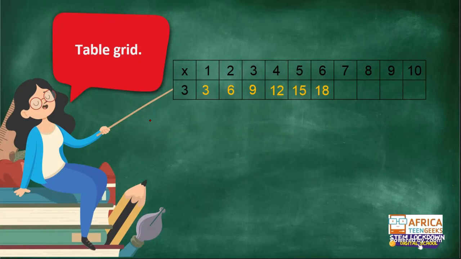18. Now, 7 times 3 equals 21. And 8 times 3? 24. Yes. 9 times 3? 27. Good. And 10 times 3? 30. Can you see that's also another way to write down your tables? We call it the table grid.